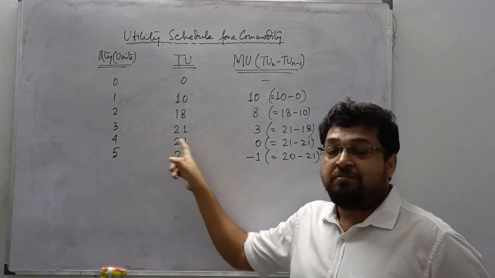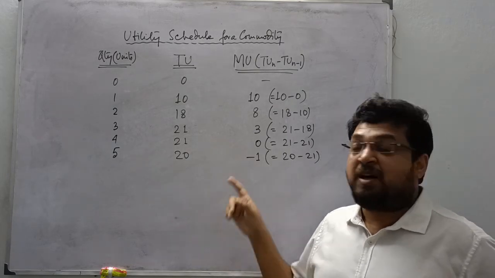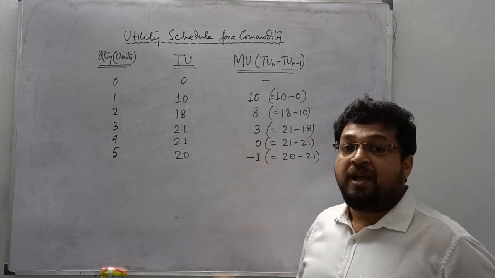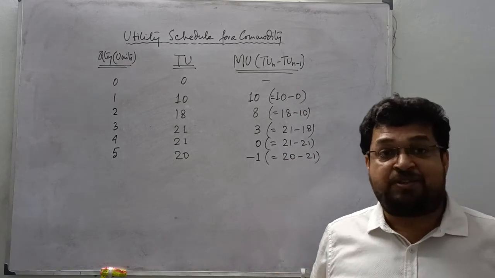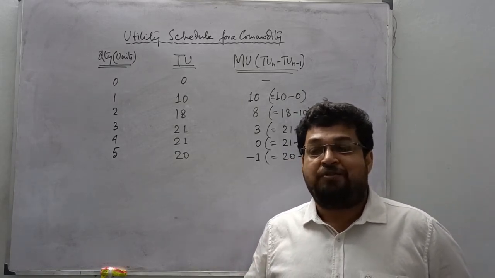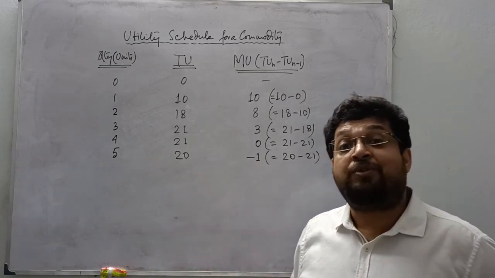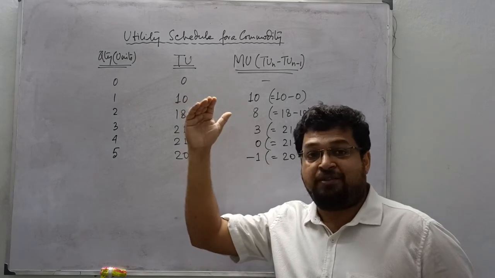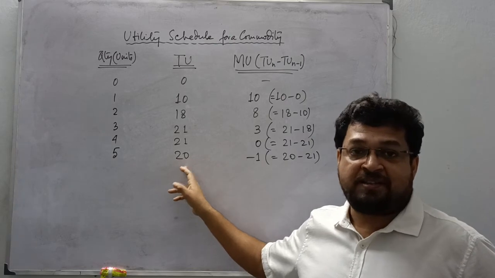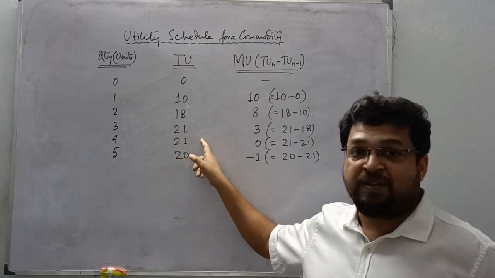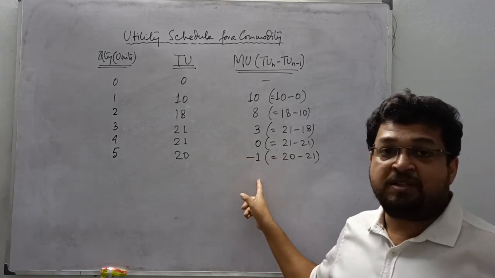Fourth unit you consume, you are fully satisfied, your total utility does not increase. So marginal utility becomes 0. And if you still have more by any means, you are forced or whatever, for the fifth unit consumed, the total utility now decreases. After a certain level, you have consumed enough. So after a certain level, total utility decreases. And if total utility decreases, the marginal utility, 20 minus 21, becomes negative. So when total utility decreases, marginal utility becomes negative.